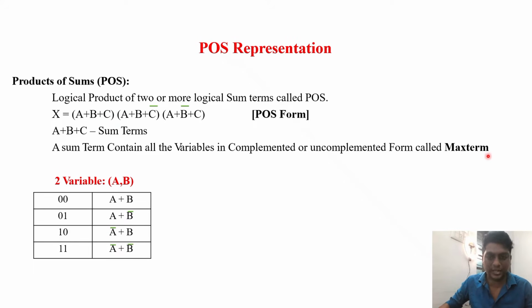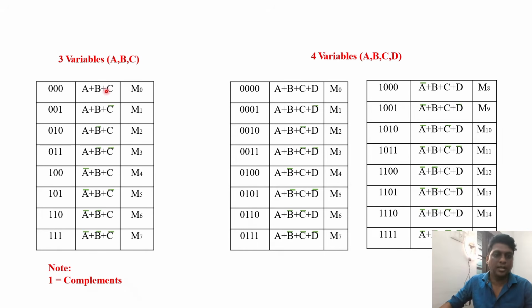These are represented as max terms. 00 is represented as A plus B. 01 is A plus B bar. Then A bar plus B, and A bar plus B bar. The main difference between SOP and POS in representation is that here 0 is represented as a direct term, and 1 is represented as the complemented term. In the previous case a product came between the variables, but here the sum comes.